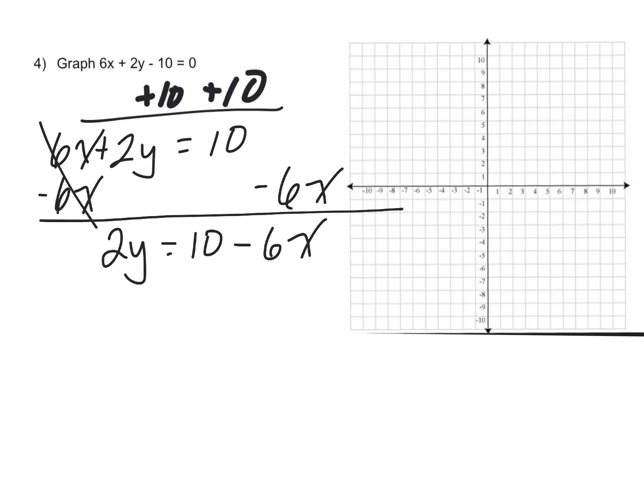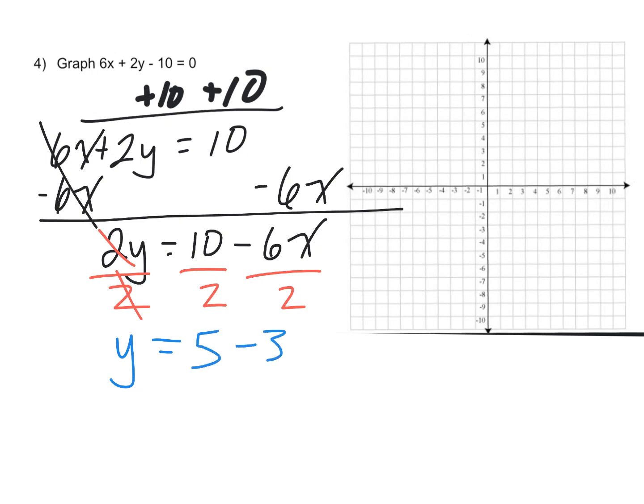Now, not a good thing. I've got a coefficient next to y, so let's get rid of our coefficient next to y. I'll divide by 2, and if you divide one side by 2, you have to divide everything by 2, so it remains equivalent. These 2's cancel out. My new expression becomes y equals 10 divided by 2 is 5, -6 divided by 2 is -3x.